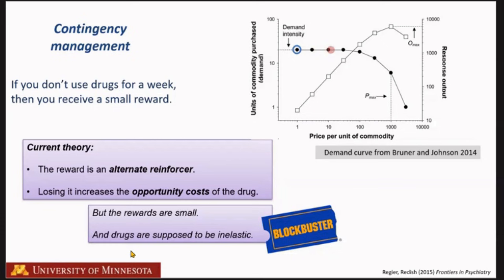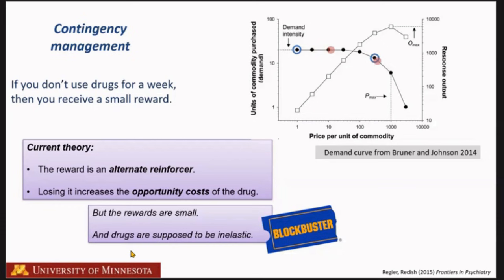That's going to have a large shift on the x-axis. But if we're in the inelastic portion, it's not going to have a big effect. If the drugs are expensive and we're in the elastic portion, then yes, we have an effect, but it's small because we're in the large scale kind of components. Notice that the x-axis is log scale.